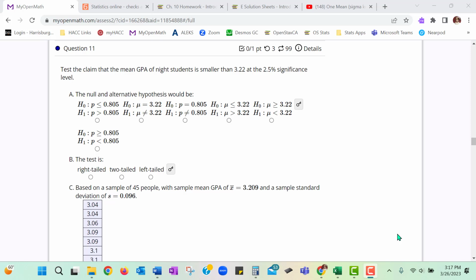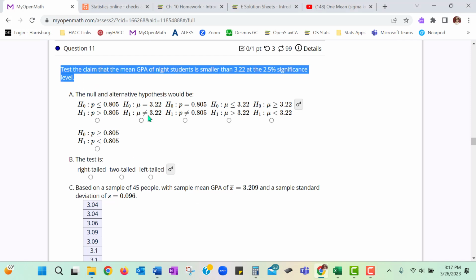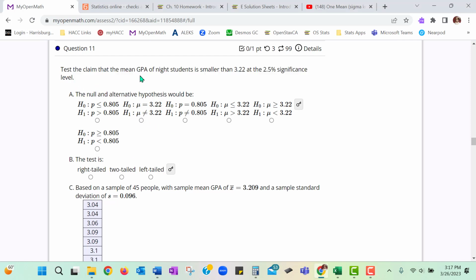In this video, we're going to see how to use StatsKingdom to run a hypothesis test on a population mean. So here it says test the claim that the mean GPA of night students is smaller than 3.22 at the 2.5% significance level. Okay, null and alternative hypothesis.